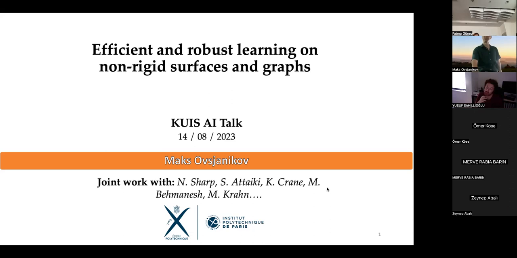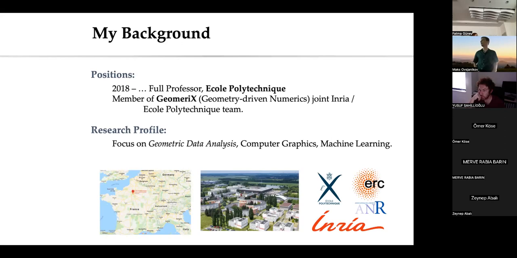Just to very briefly mention, I'm a professor at Ecole Polytechnique. For those who don't know, it's a university just outside of Paris. I'm a member of a team called Geomerics, Geometry-Driven Numerics, where we focus on things related to geometry very broadly. So shape analysis, but also simulation and even topological data analysis techniques. It's a very big umbrella term. And again, if this is interesting to you, I'd be happy to discuss.